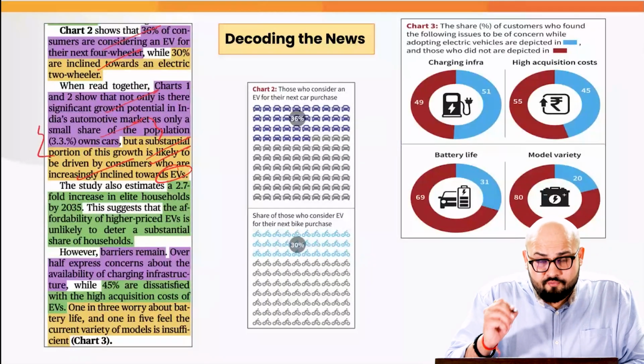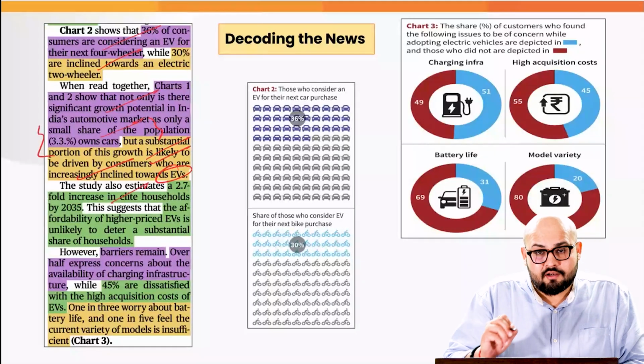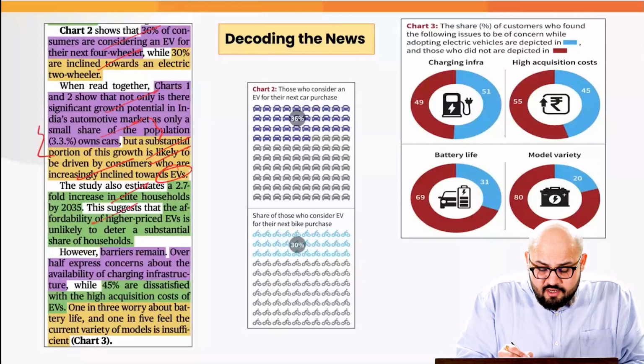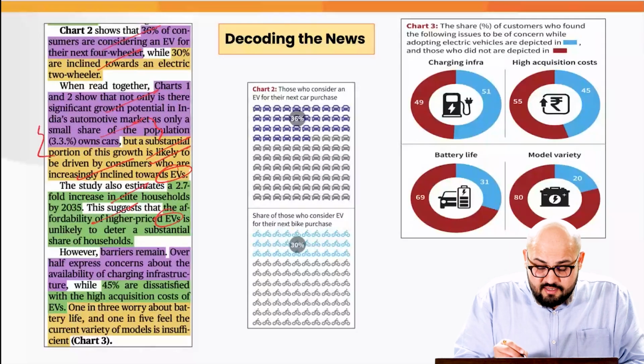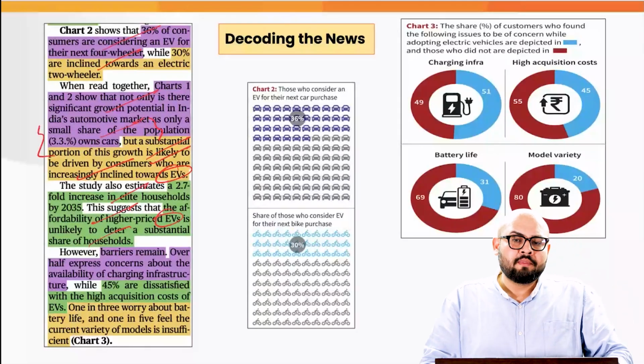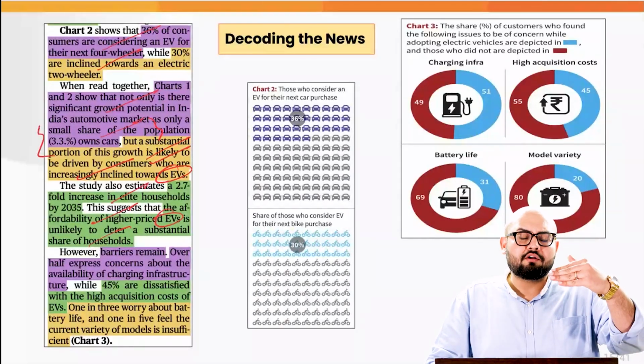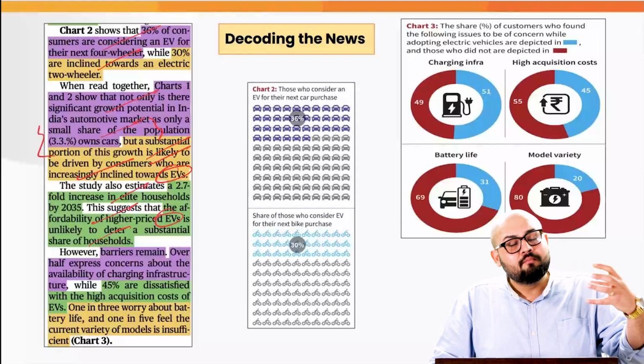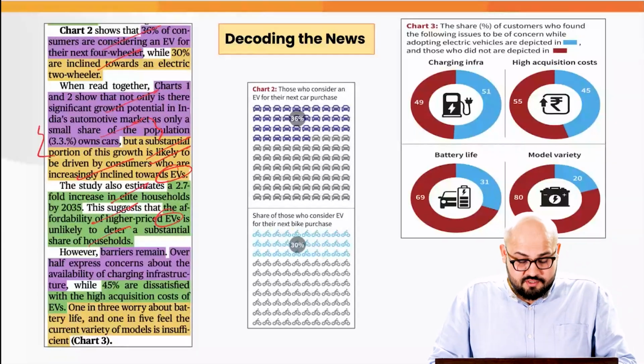A 2.7-fold increase in elite households by 2035. The affordability of higher price EVs is unlikely to deter a substantial share of households. So what we are trying to say is, even if the cost of the electric vehicles rises, we'll have more and more people going for this option.